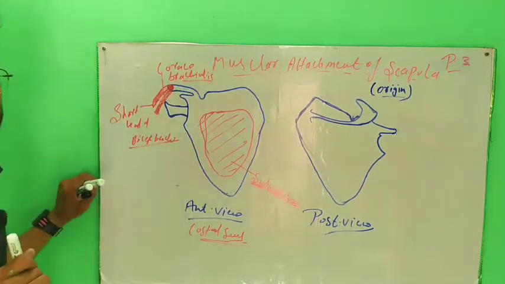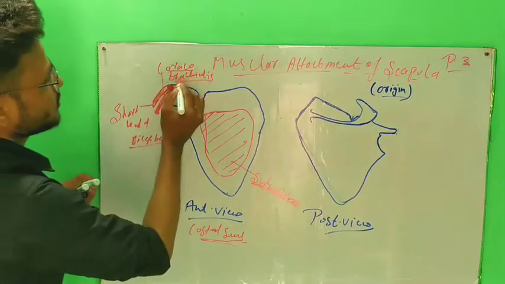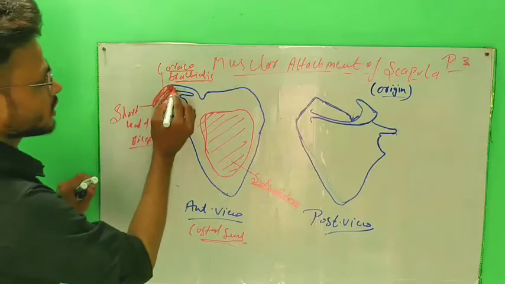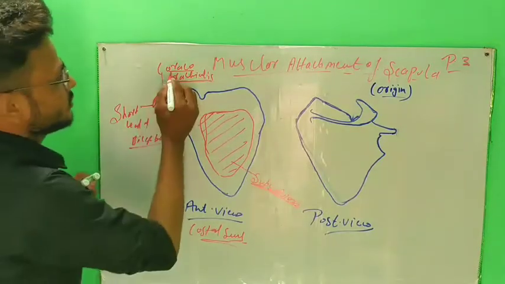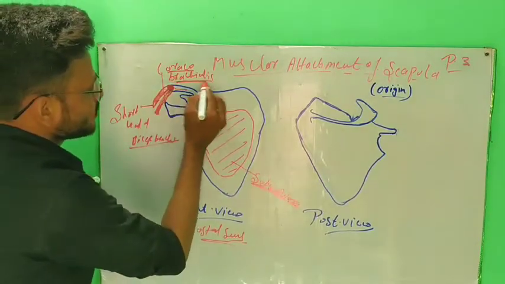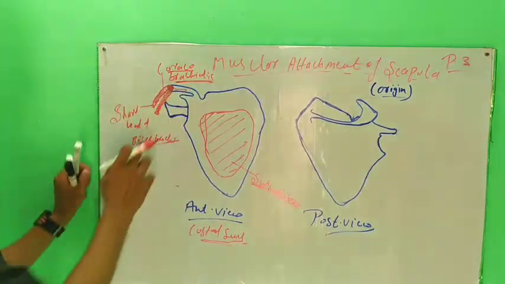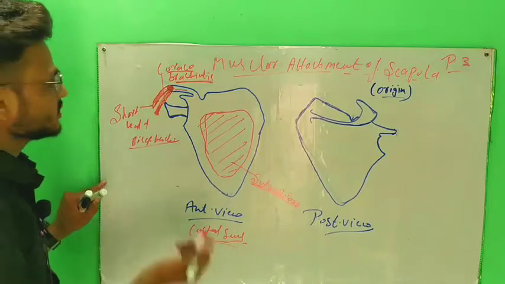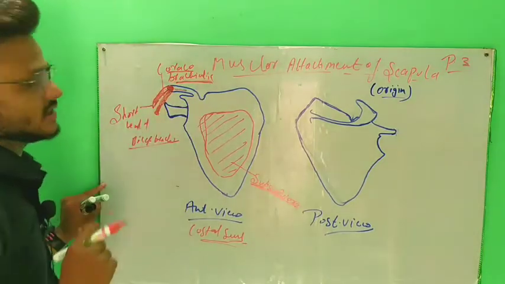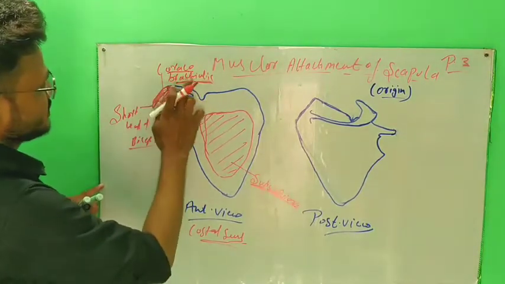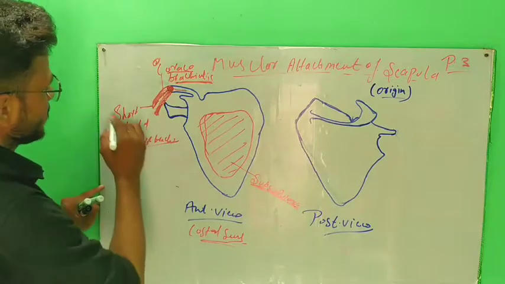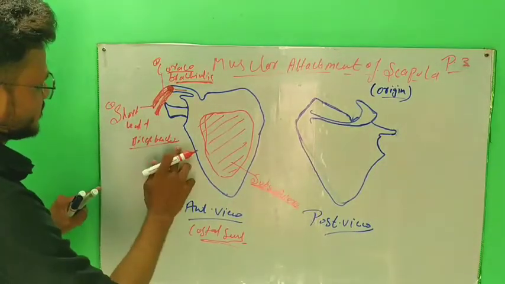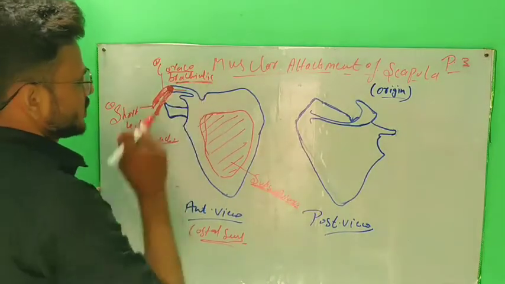Why is it called coracobrachialis? Because this muscle originates from the coracoid process, that's why it is called coraco. And why brachialis? Because this muscle is inserted on the brachium. Brachium means arm. So the two muscles from the coracoid process are the short head of the biceps and coracobrachialis.